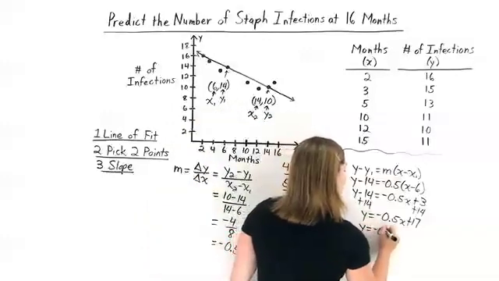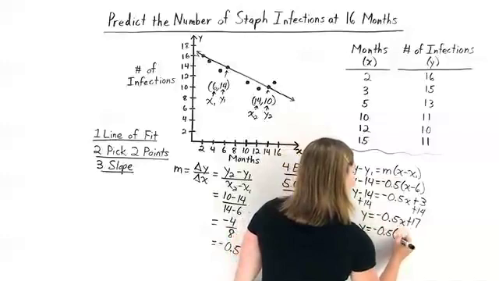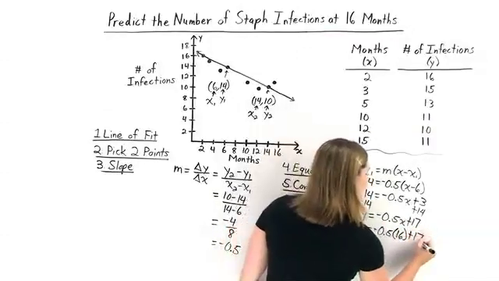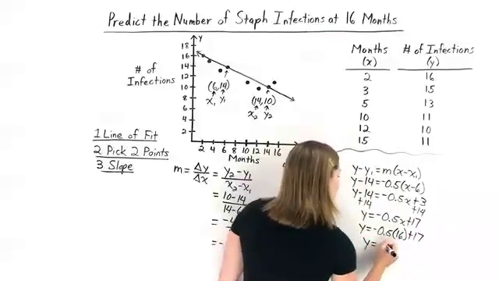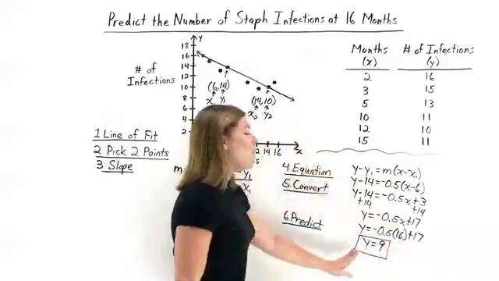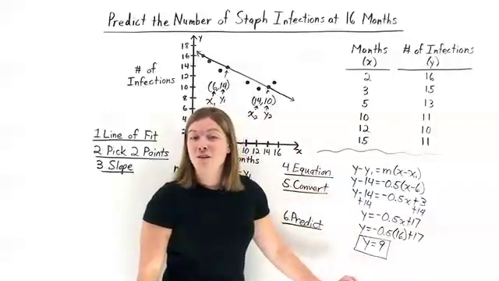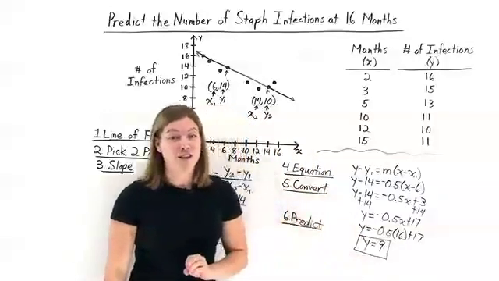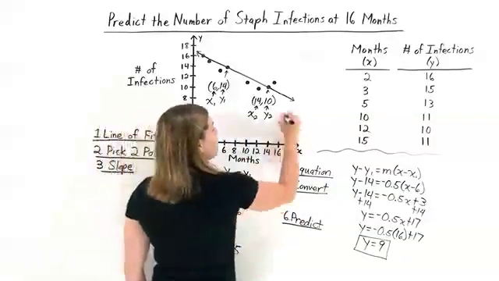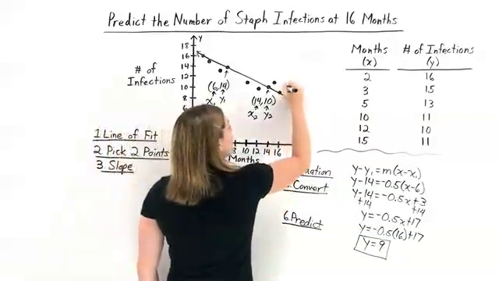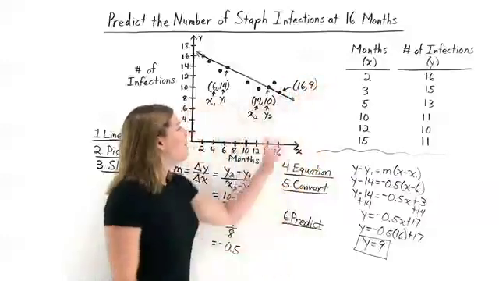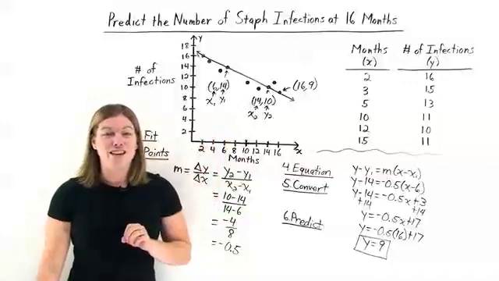We have y equals negative 0.5 times x, which we want to be 16 months, plus 17. Solving for y, we get that y is equal to 9. So, we are predicting that there will be 9 staph infections 16 months after the initial hospital outbreak. And if we take a look at our line of fit, we plot the point (16, 9). And we can see that it falls on our line of fit.